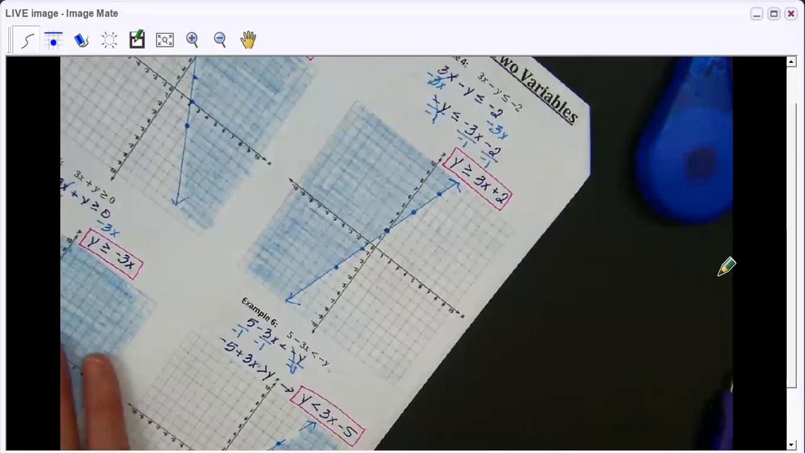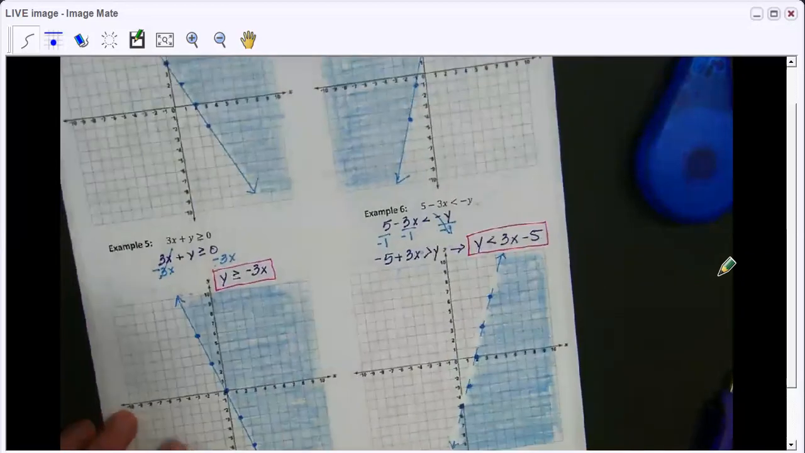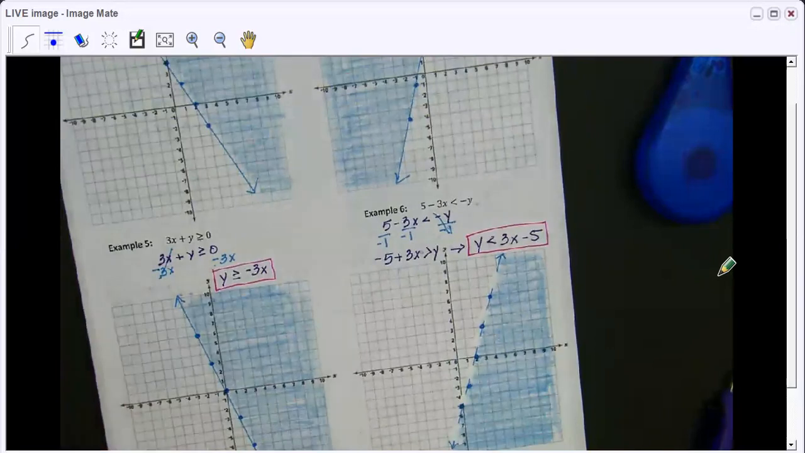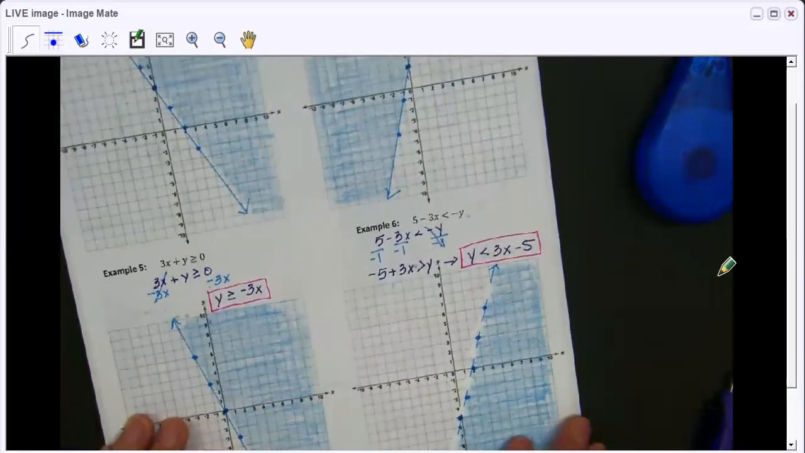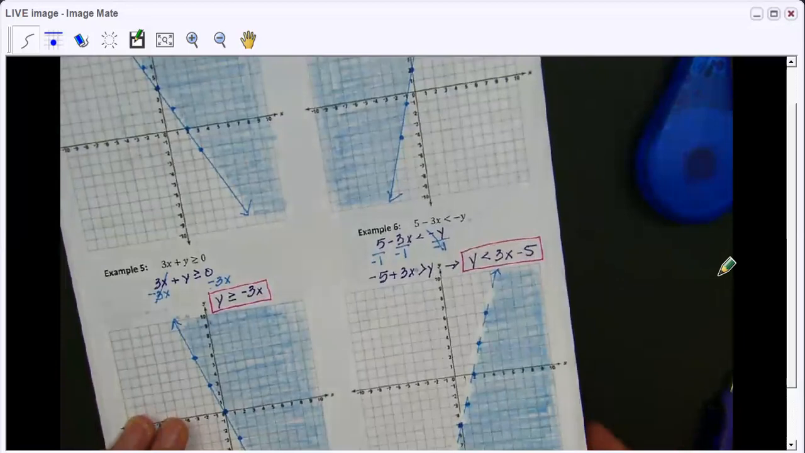And so y is greater than 1 on the top. Yes, y is greater than, it's on the top, but this is less than. Okay, let's go to the next page.